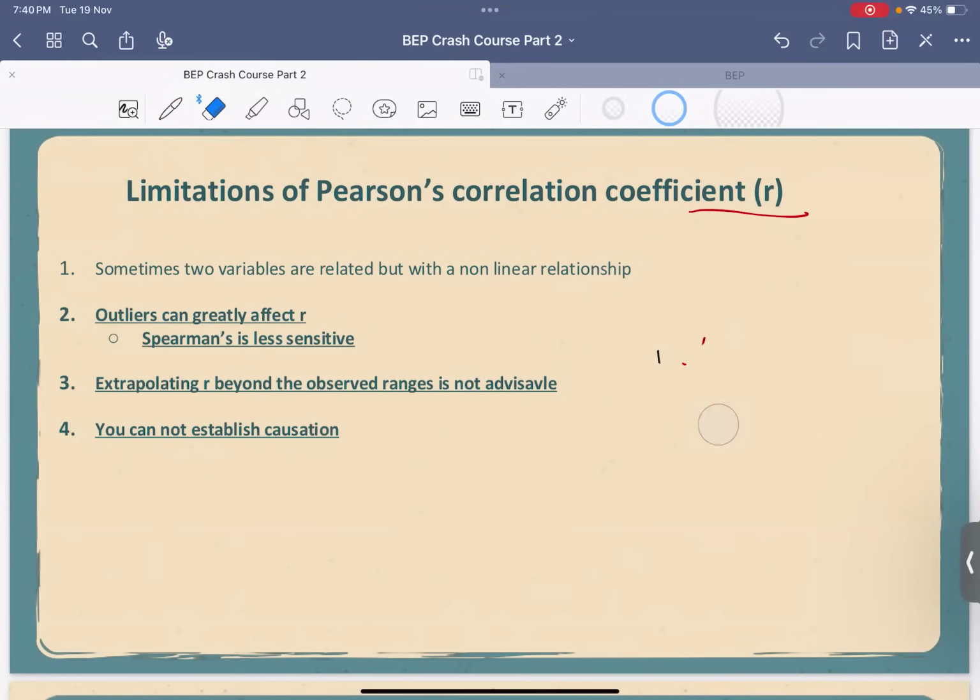So that's the first disadvantage. The second disadvantage is that outliers greatly affect R. Remember we said if we have outliers, we need to rank, and then we use Spearman's. But what if we don't rank them and we use Pearson's anyway, and there's an outlier? It will affect R very much, but it will not affect Spearman because we already ordered the data, okay? So I explained this point already. I hope it makes sense. The third disadvantage is that we cannot extrapolate R beyond observed ranges.